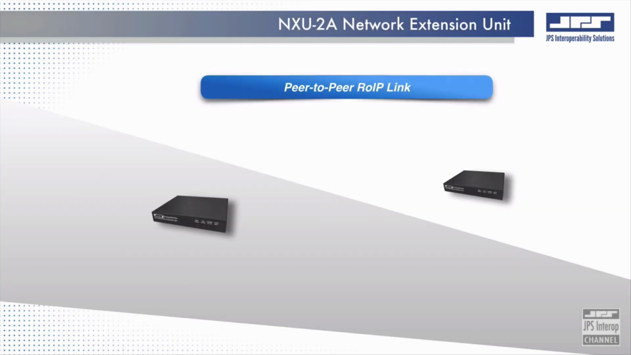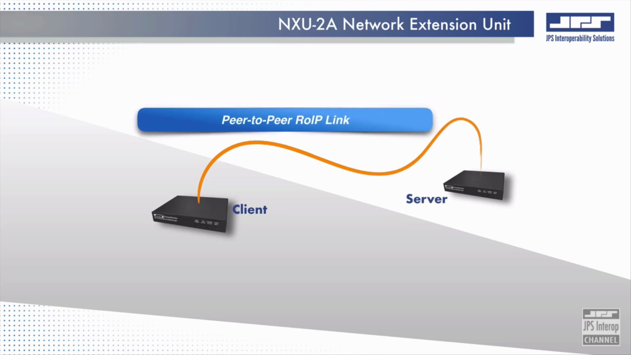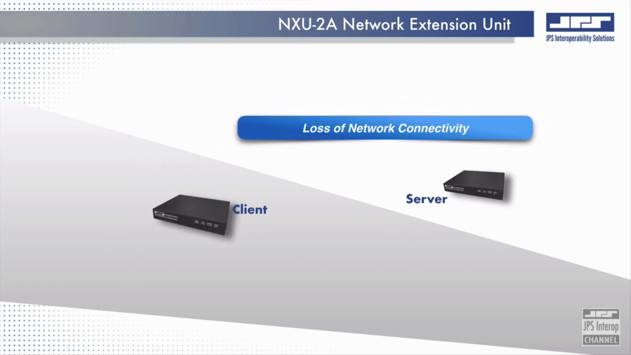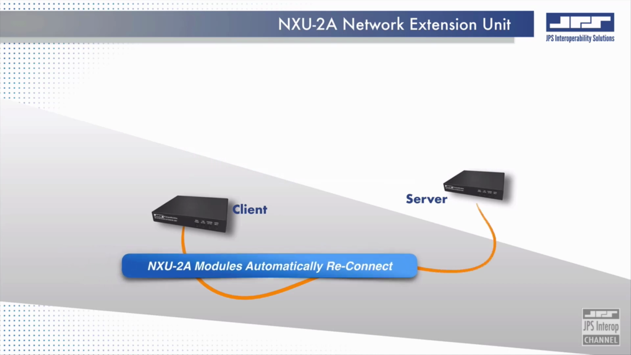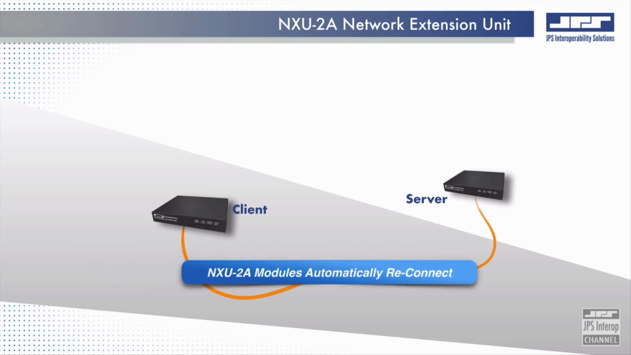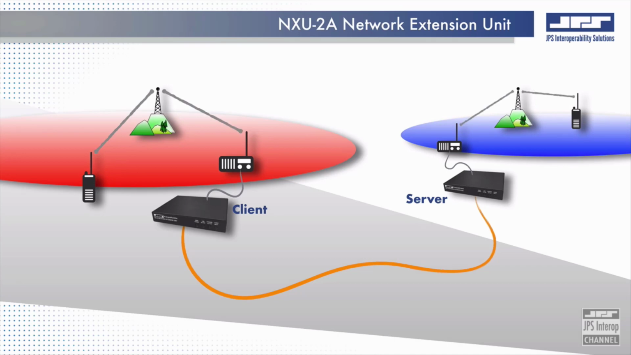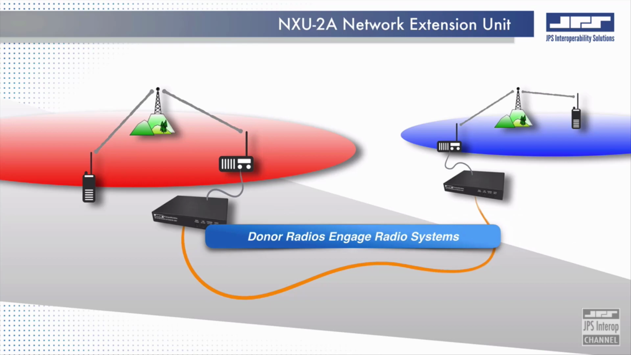The most common RoIP architecture is a peer-to-peer link where the NXU-2A client module locates and connects to its designated server module for a robust and persistent connection. In the event of network failure, the client NXU-2A module will continue to make repeated attempts to link with its designated NXU-2A server module. Once the network is restored, the NXU-2A modules will automatically link and re-establish the RoIP stream. When complemented with donor radios, the NXU-2A modules can share radio communications anywhere a digital network exists.